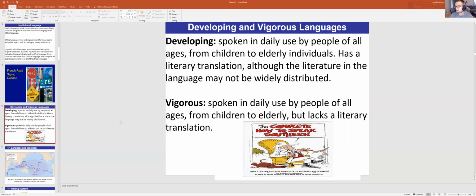So developing languages are spoken in daily use by people of all ages, right? But they have a literary translation. So although the literature in the language may not be widely distributed, what people are saying can actually be translated, right, from another language. Now, how is that different from a vigorous language? A vigorous language is spoken in daily use again, but it lacks a literary translation. There's nothing to translate that into another language.